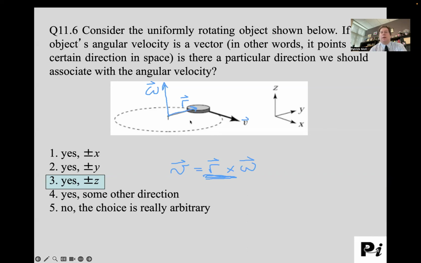Then r cross omega will give me a vector for its linear velocity that's always going to be tangent to the circle and keep the same magnitude as long as the path is a circle and the angular velocity is constant. So this is the thinking for how we relate the linear motion to the angular motion, and this is how we get to a direction for the angular velocity. It's in terms of this underlying relationship that v is r cross omega, just like torque is r cross F.